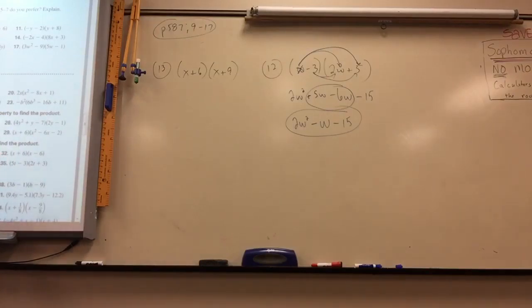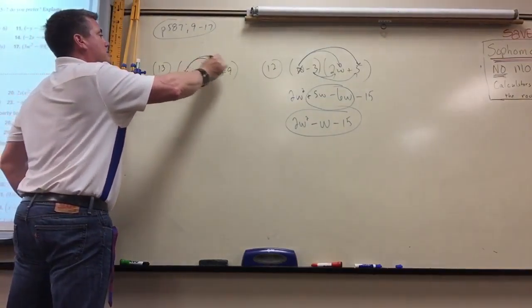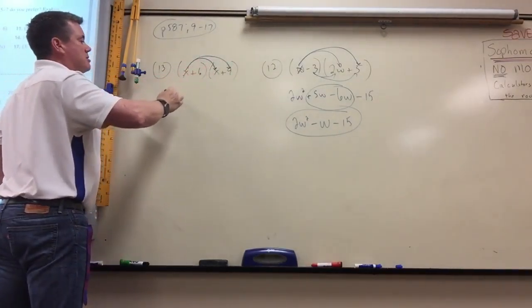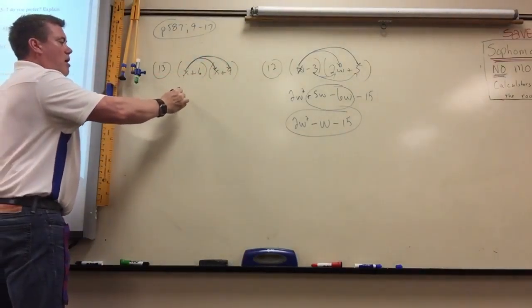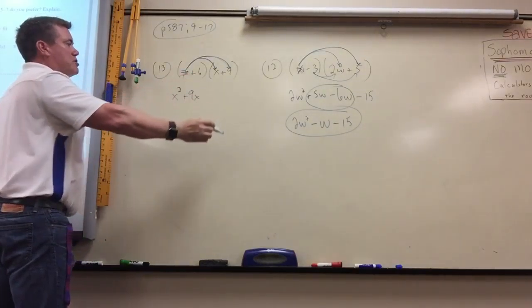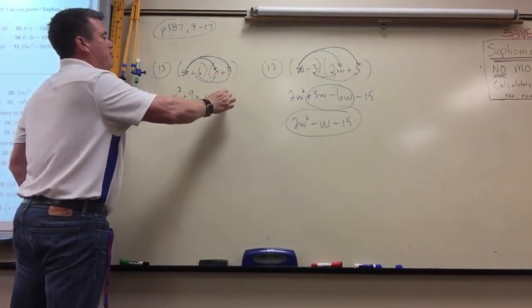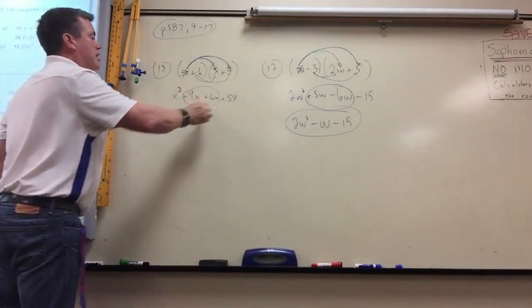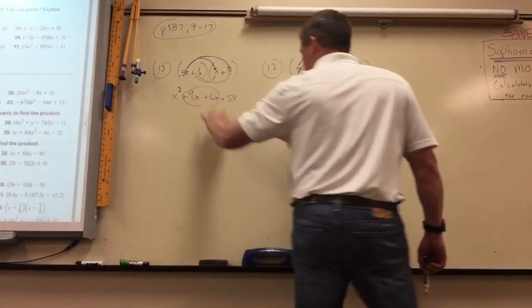Okay, 13. Take the x times both of these. So x times x, x squared. x times 9, 9x, and you're done with the first term. 6 times x is 6x, and 6 times 9 is 54. So then you can combine those two. So you got x squared. That is 15x. So it'd be x squared plus 15x plus 54, because 9x and 6x makes 15x.